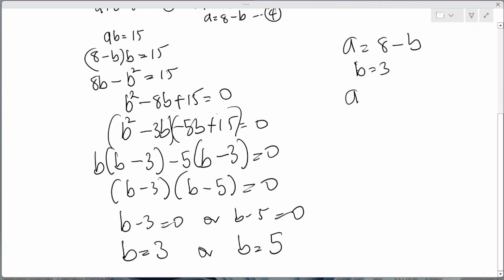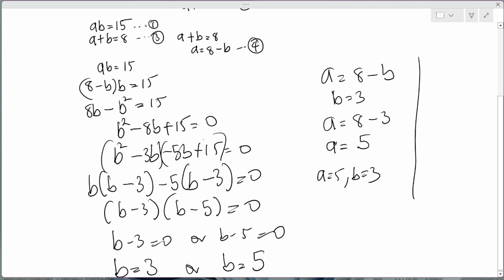What's a? A equals 8 minus 3. You know, we've changed the value of b to 3. You have a equals 8 minus 3, that's 5. So when b is 3, a is 5. So a is 5 when b is 3.